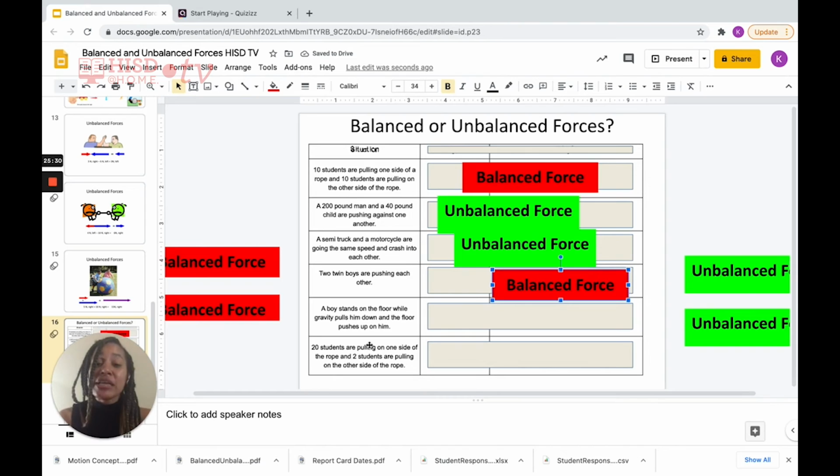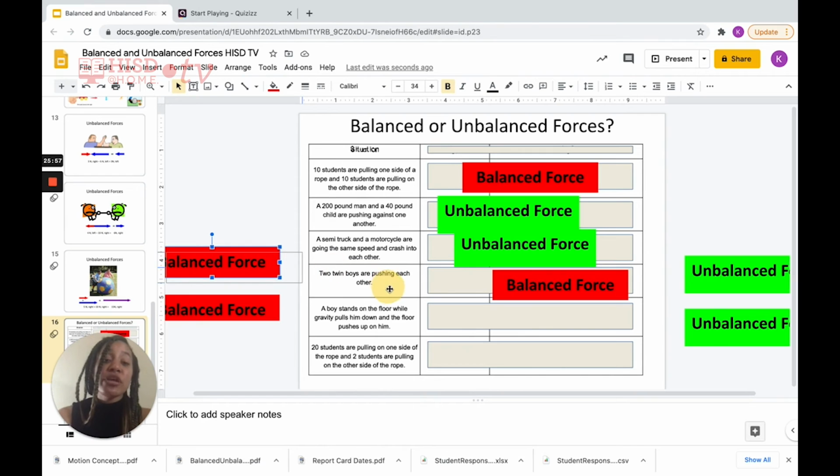Last two. A boy stands on the floor while gravity pulls him down. The floor pushes up. Is the boy moving? No, the boy is not moving. He's just standing there. So because the boy is not moving and he's standing there, is this an example of balanced or unbalanced forces? Yes, this is balanced forces.